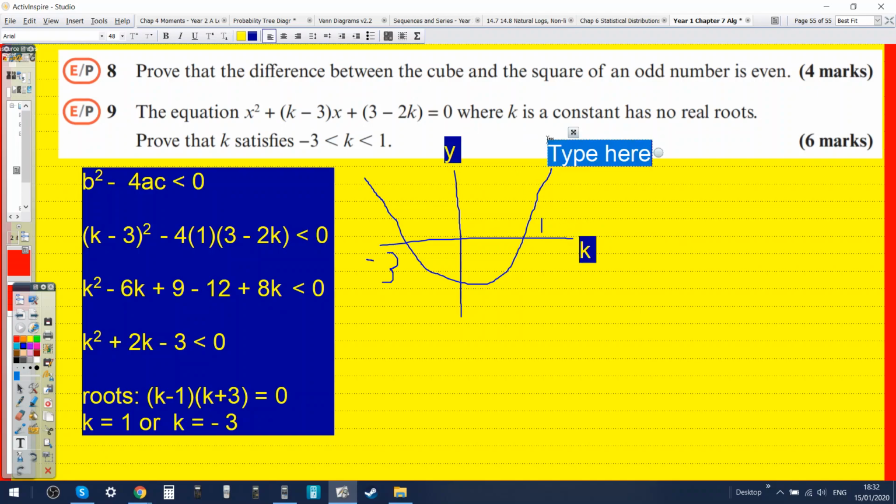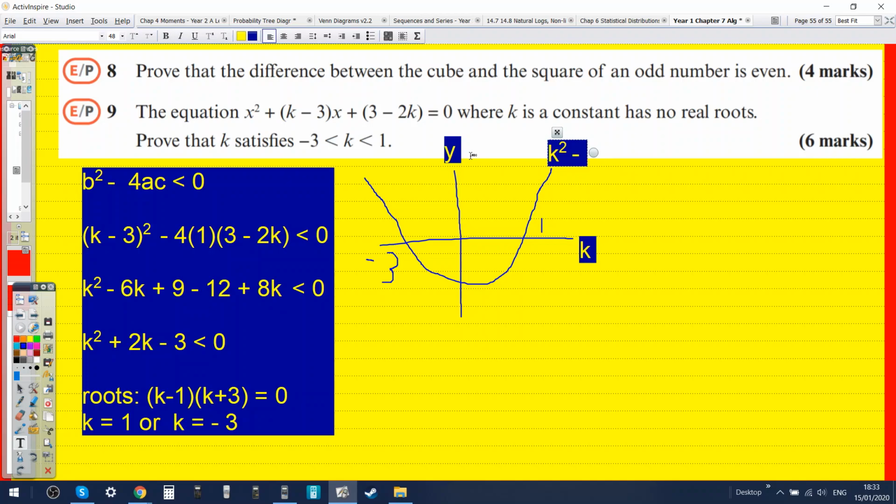Sorry, can you say that again? So we want when k squared plus 2k minus 3 is less than 0. When k is equal to 1 or minus 3. So do I substitute that into each one? No, that's when it's equal to 0.